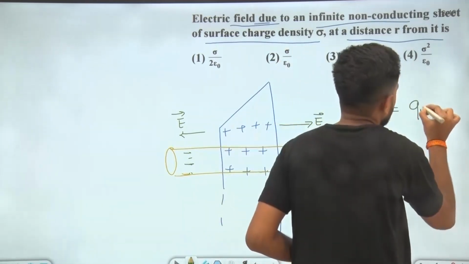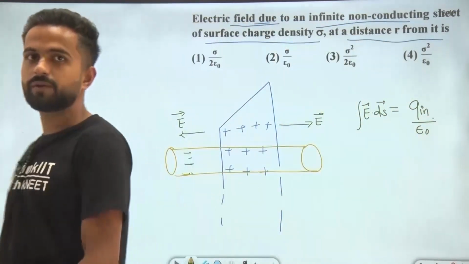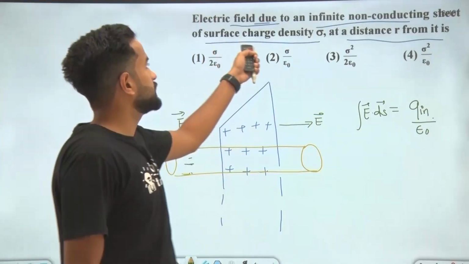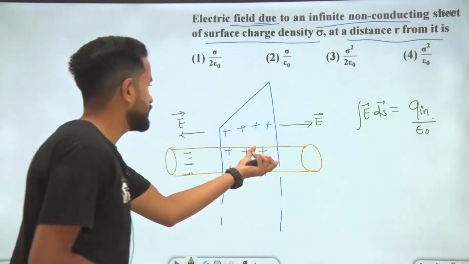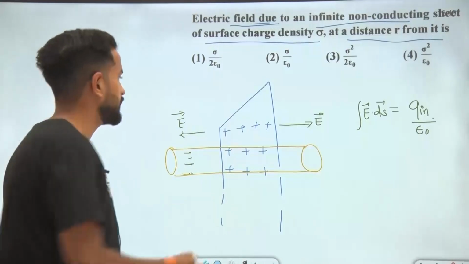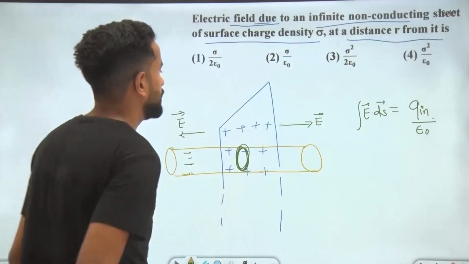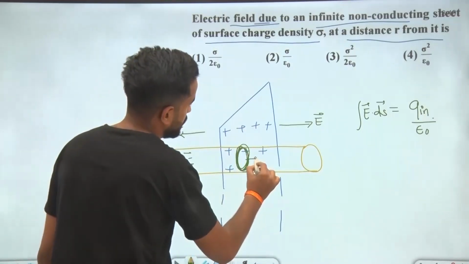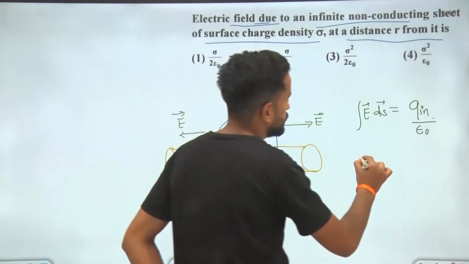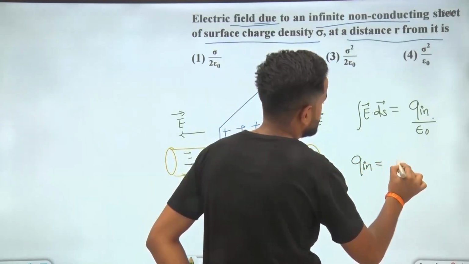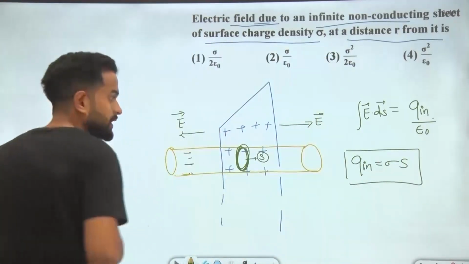is equal to q enclosed upon epsilon naught, the charge enclosed by the surface divided by epsilon naught. Now here the question says that the surface charge density is sigma. With reference to this cylindrical surface, if I say the surface area is S, then the charge enclosed by this surface will be Q in equal to sigma into the surface area S. This will be the charge enclosed by this surface.